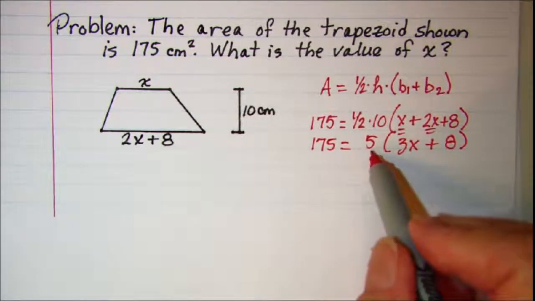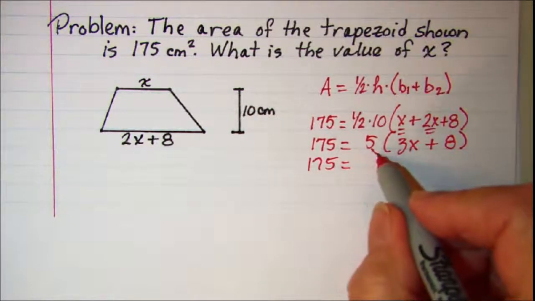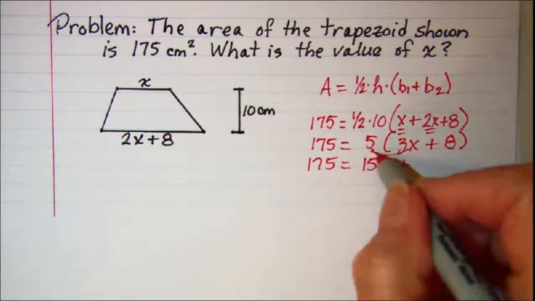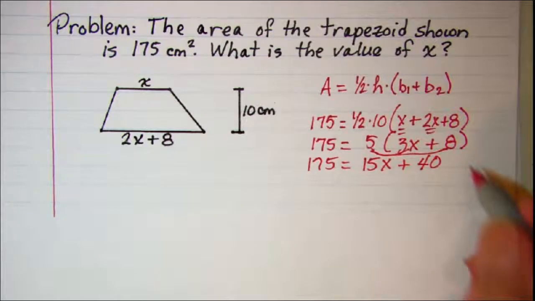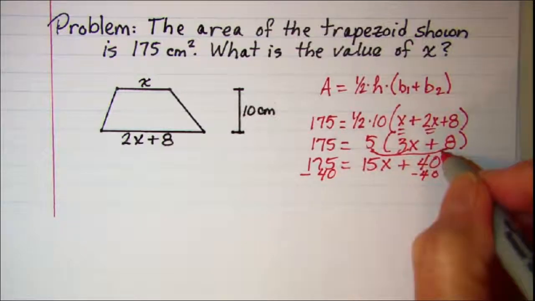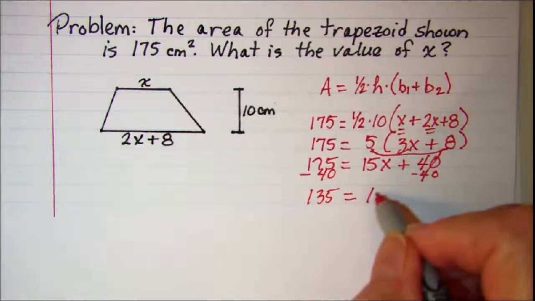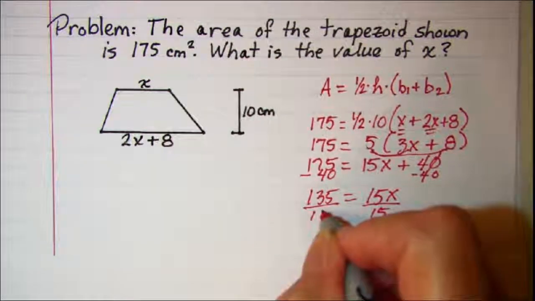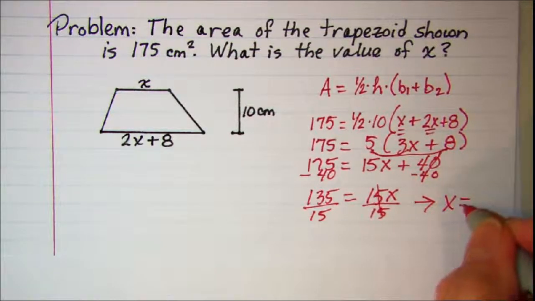Now we can distribute the 5. Let me copy 175 on the left. And then 5 times 3x is 15x plus, and then 5 times 8 is 40. Now to isolate the x, we'll subtract 40 from both sides. These will cancel, and we have 135 is equal to 15x. Divide both sides by 15. These will cancel, and we get x is equal to 9.